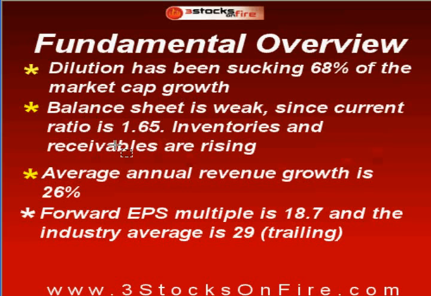Let's move on. Fundamental overview. Dilution has been sucking 68% of the market cap growth. That's a big problem. Balance sheet is weak since current ratio is 1.65. Inventories and receivables are rising. Average annual revenue growth is 26% and the price to earnings multiple is 18.7, and the industry average is 29, but this is trailing earnings.